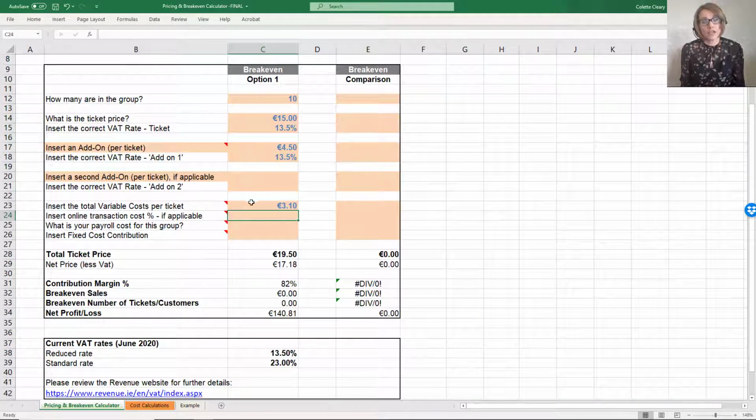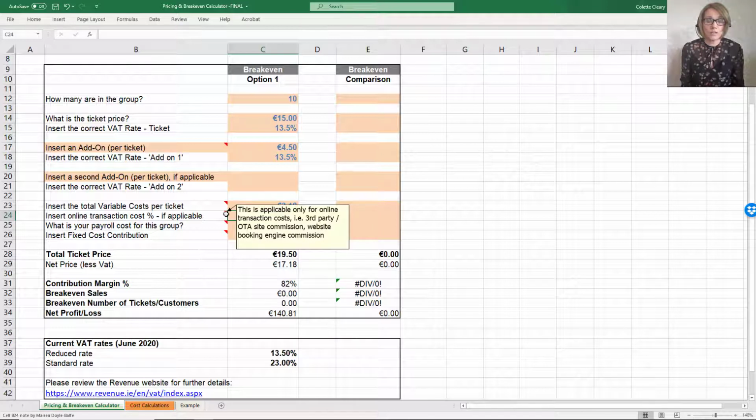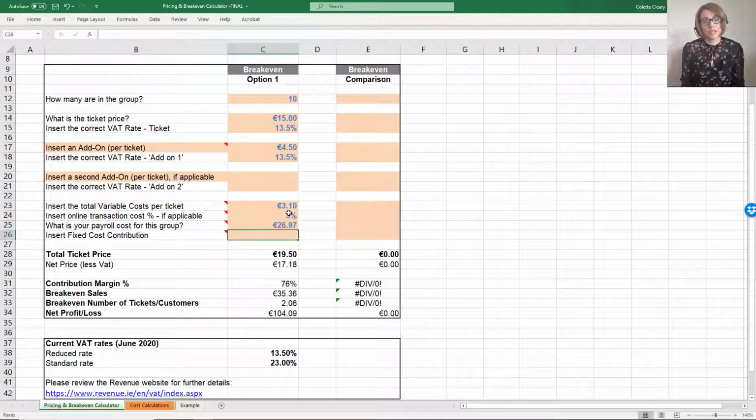Insert your online transaction cost percentage here. This is only applicable for online transaction costs, such as third-party, OTA site commission, or your own website booking engine commission. Insert your payroll cost here. This is the payroll cost for taking this tour or group. Be sure to include additional personnel or hours if the number of your group increases and you require additional staff. Insert the fixed cost contribution here.